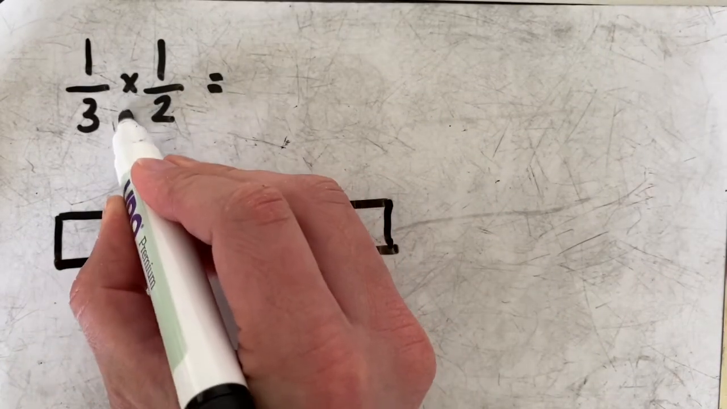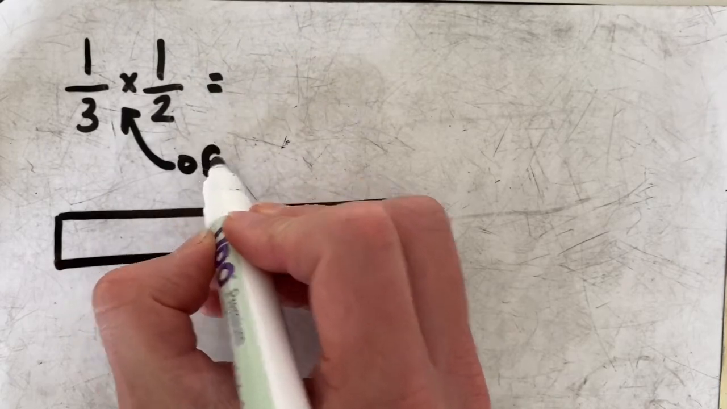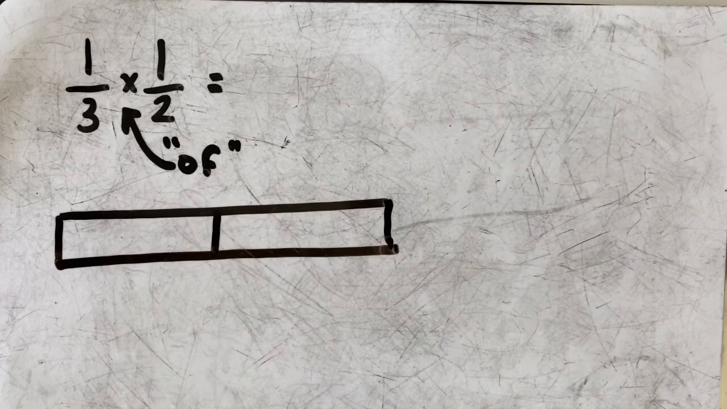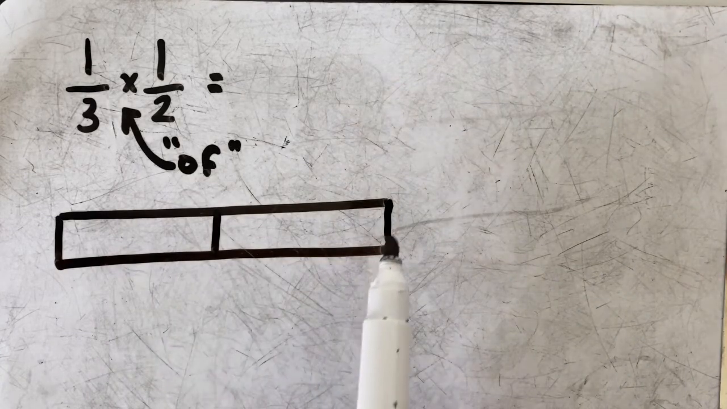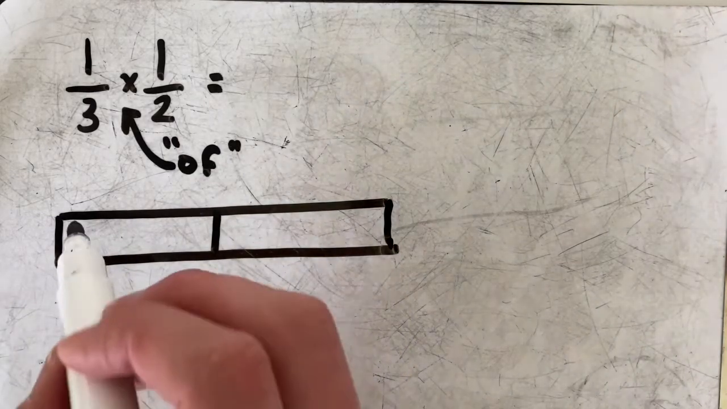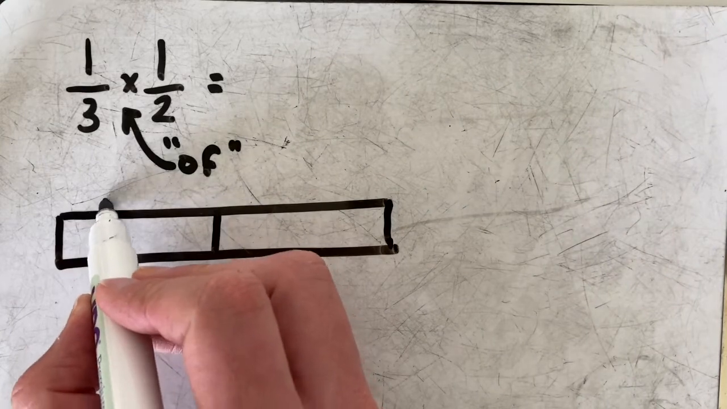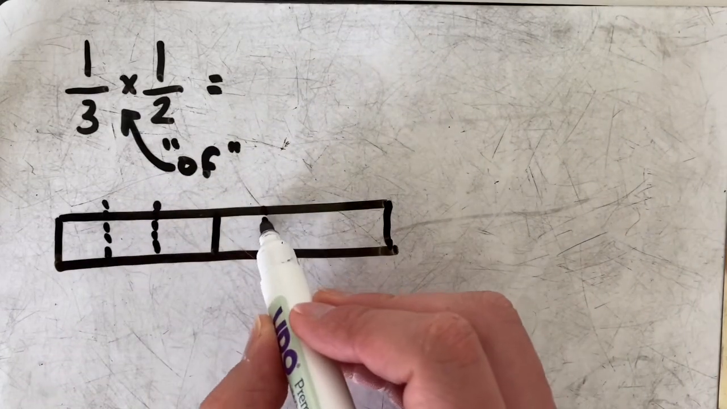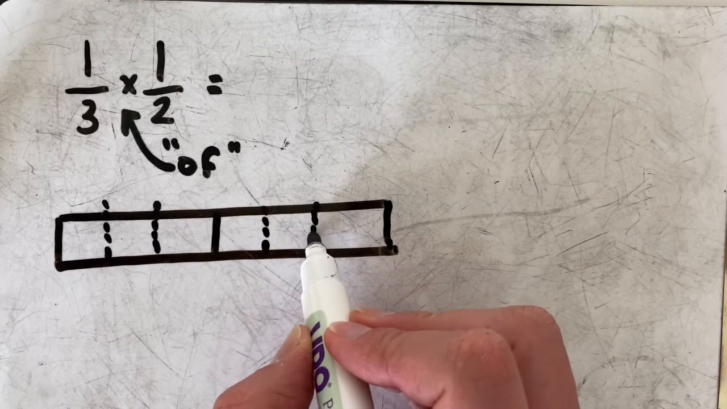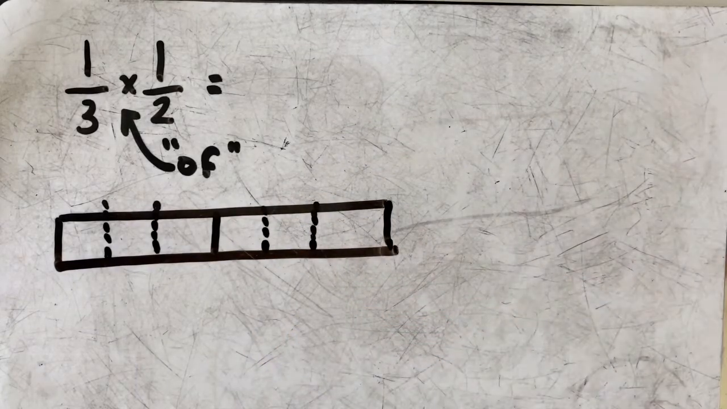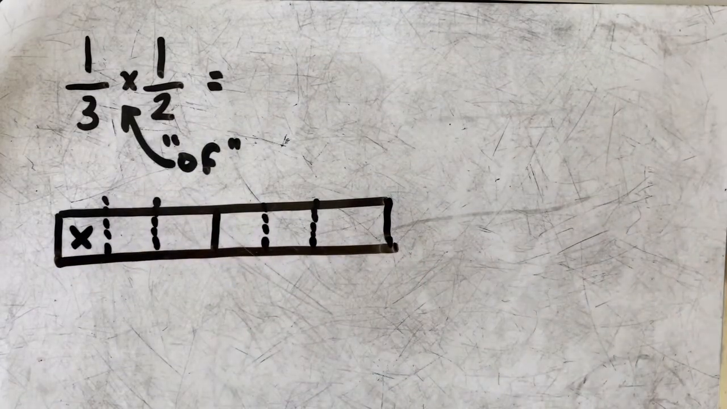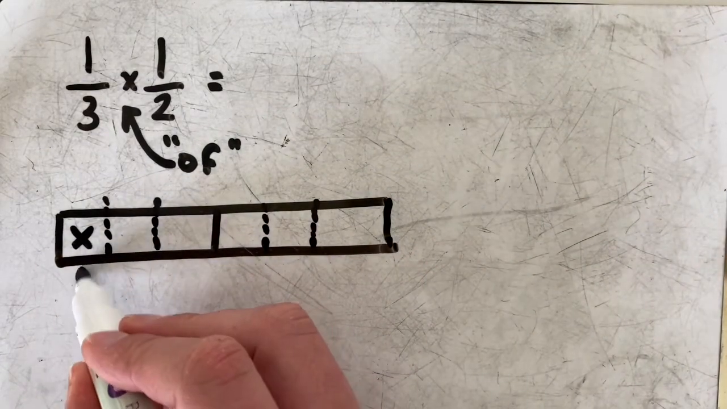When multiplying, times means of. So we're going to find 1/3 of a half. Here is a bar model, which is split into halves. So we're going to need to find 1/3 of one of these halves. To do that, both halves need to be separated into thirds. So 1/3 is represented by this box here.